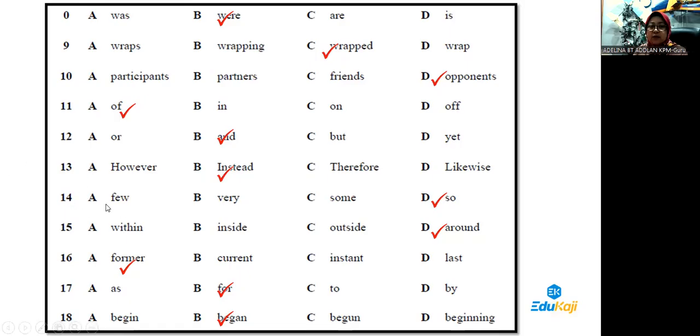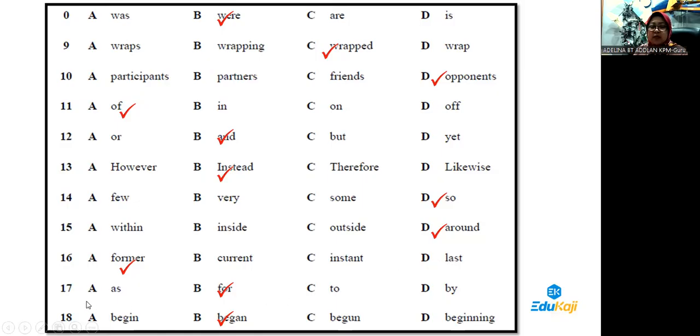Number 14, also testing students on grammar. Okay, and then 15 is also grammar. This is preposition to show the positioning. Alright, number 16 is testing students on their vocabulary. You can see former, current, instant, last, what similar, different in meanings.